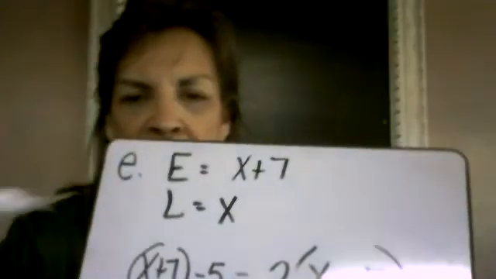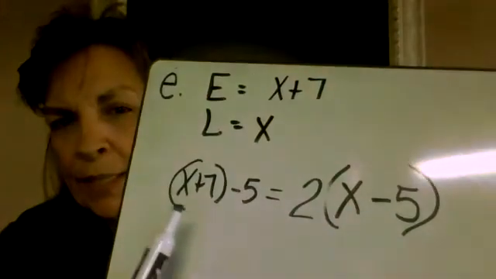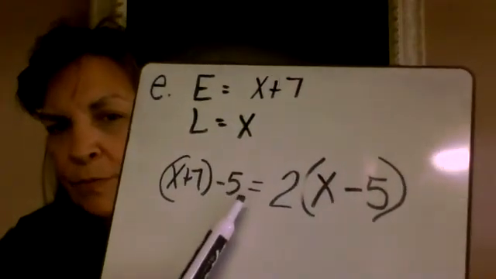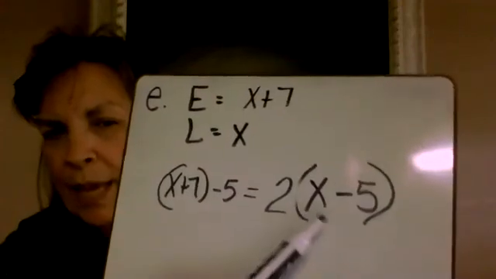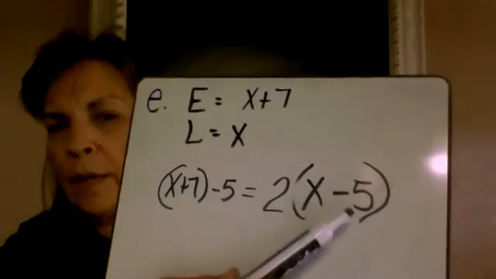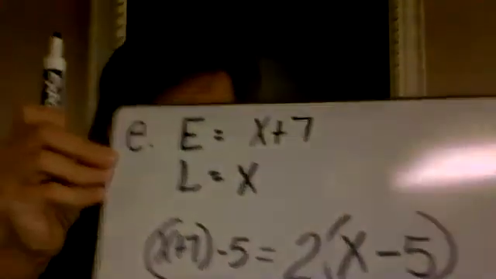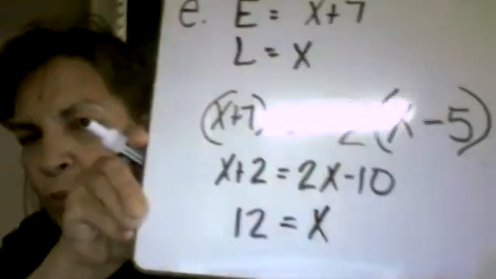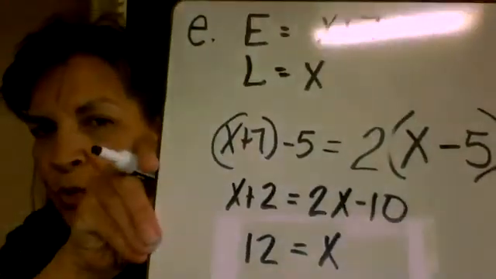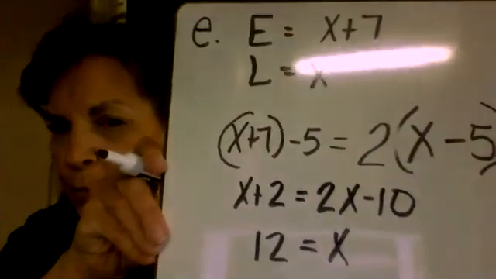So what we have is Elizabeth 5 years ago is equal to 2 times Lauren 5 years ago. This would be my equation. Solve for x. X is equal to 12. So Lauren is 12 years old. Elizabeth would be 7 years older.